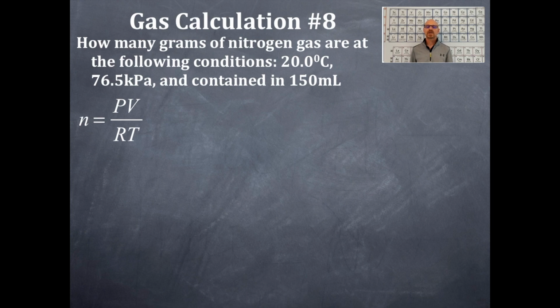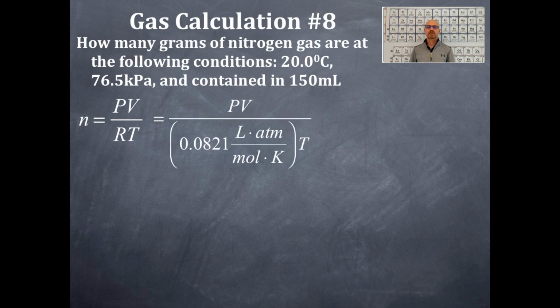So n is equal to PV over RT. And just like what we did in the previous problem, we're going to substitute what R is with the correct number and units. That's what I've done right here. And that lets me know that my pressure needs to be in atmospheres because the units for the gas constant are in atmospheres. The volume units need to be in liters, just like in the gas constant, and the temperature units need to be in Kelvin, just like the gas constant has.